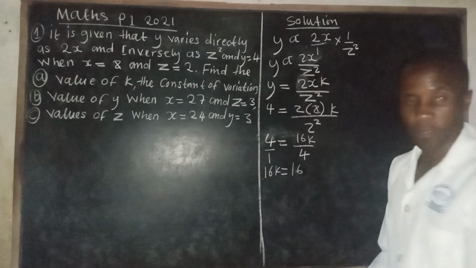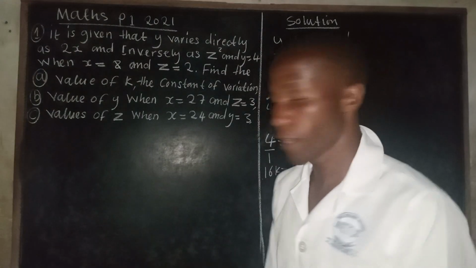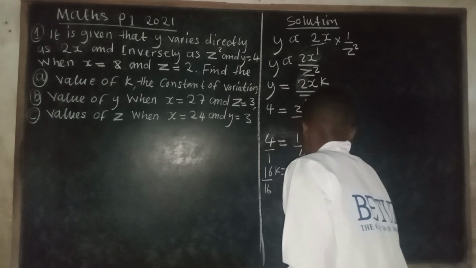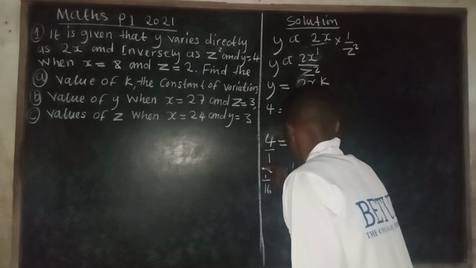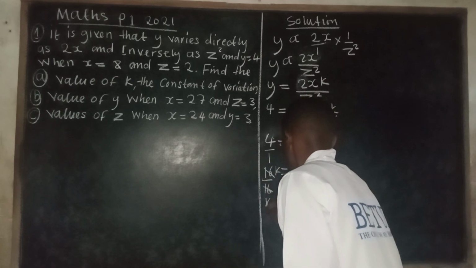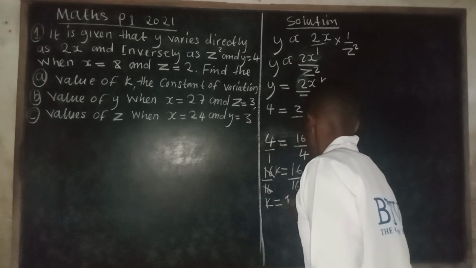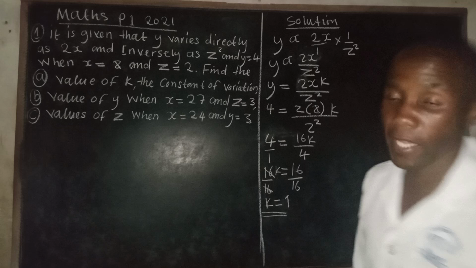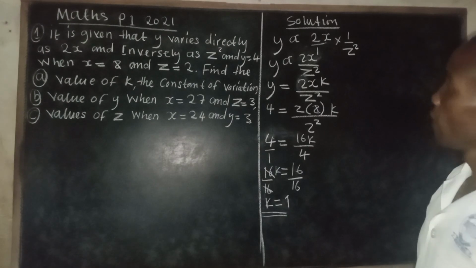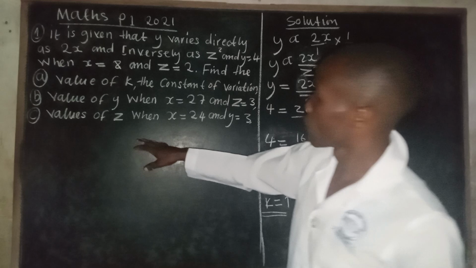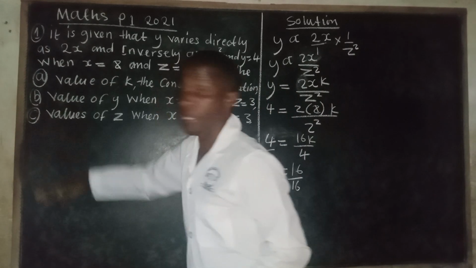So what do we do for us to find the value of k? We are going to divide both sides by 16. So here k is equal to 16 over 16, which is 1. So in this case, our k is 1. Having found k, we can now go on to the next question, which is question B.